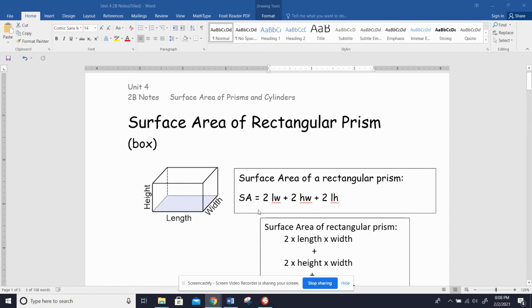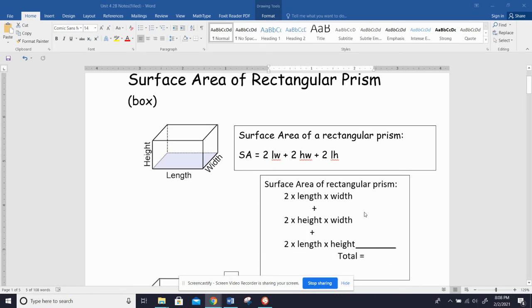Okay, so there's a couple different ways that you can find that surface area. This is the formula I'm going to use, just a matter of plugging in the L and the W and the H. It doesn't really matter which one is L or H or W, it's just good practice to go ahead and identify those so you know which ones to substitute into the formula. Some people like the formula written this way. It's kind of a written out version of this one up here.